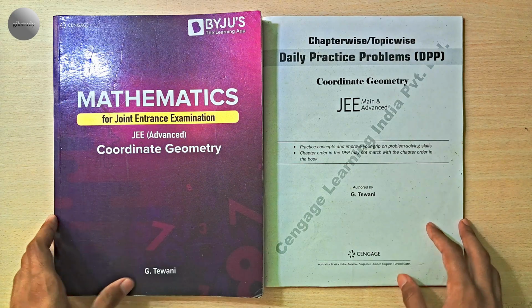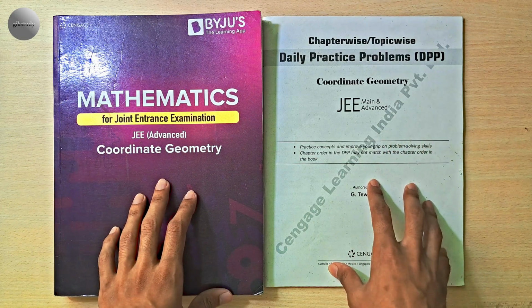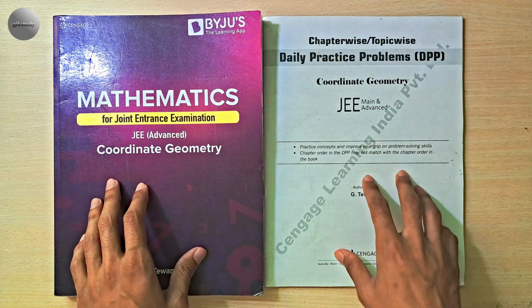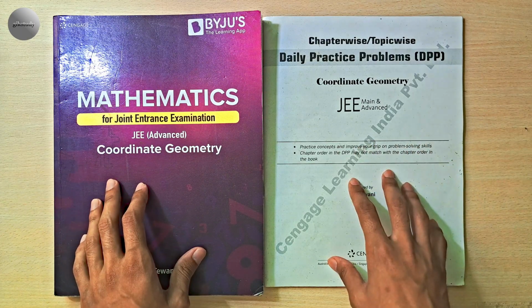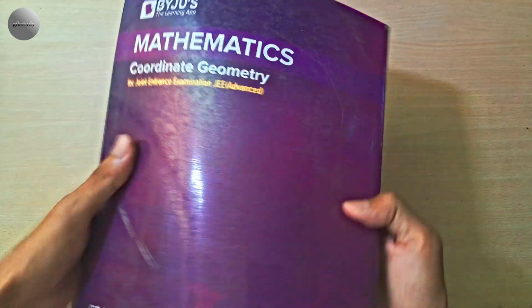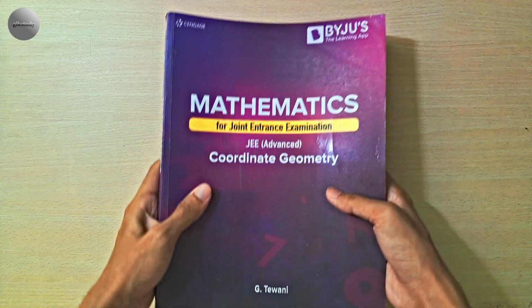the book. Now the basic thing is this book is for JEE Advanced and also you can use it for JEE Main. And here you get complete theory, questions, previous year questions and also the solutions of the questions. Now let's look at the book first. So here you can see the book. It's authored by Tewani.